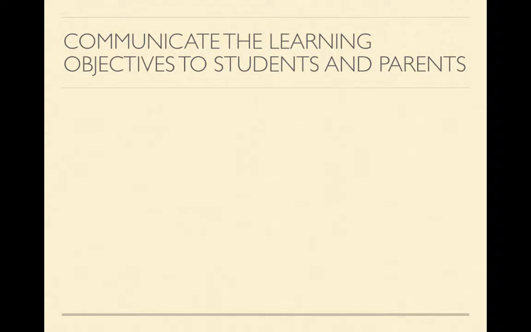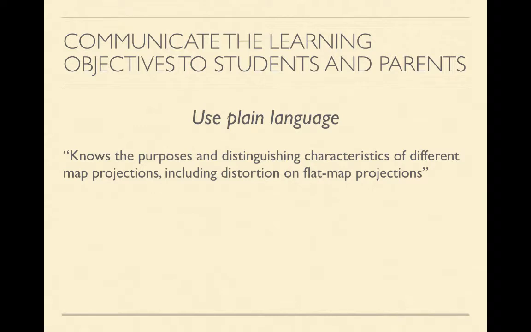When you communicate your learning objectives to students and parents, use plain language, not the educator speak in which most objectives are written. For example, if you're studying geography, your formal objective might be: knows the purposes and distinguishing characteristics of different map projections, including distortion on flat map projections. That expresses precisely what you want the students to learn, but it uses language that most parents won't understand, and your middle school students, the ones this was written for, certainly won't know what you're talking about.